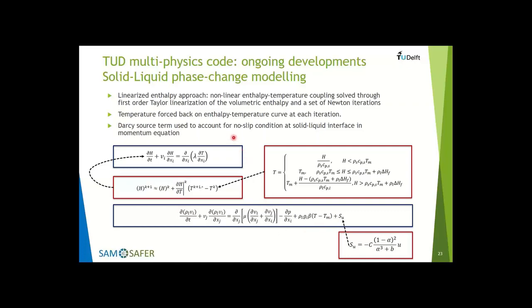Inside DigiFlows, this has been implemented with a linearized enthalpy approach. So this is the way the phase change is modeled. And since in DigiFlows we solve for the enthalpy and not in terms of the temperature, the nonlinear enthalpy-temperature coupling is solved in an iterative way using a set of Newton iterations. And when you have phase change simulations, you also need to introduce an extra term in the Navier-Stokes equations to take into account the no-slip condition at the solid-liquid interface.